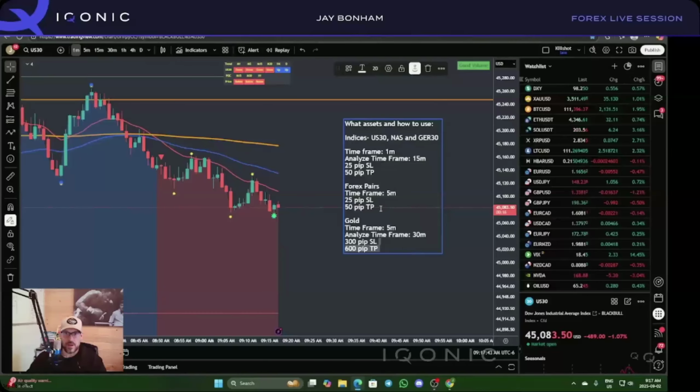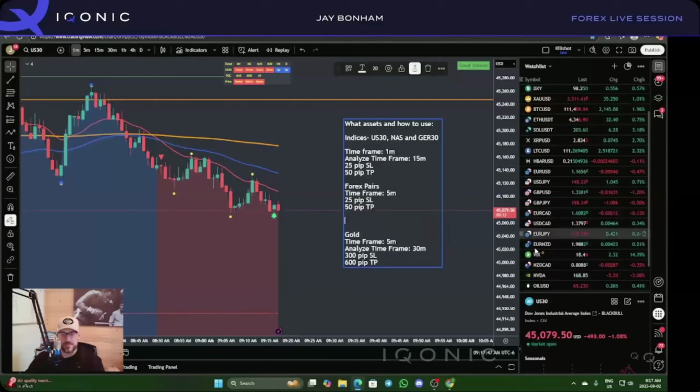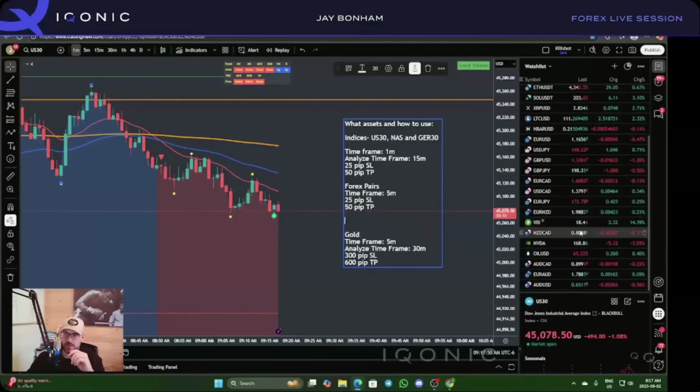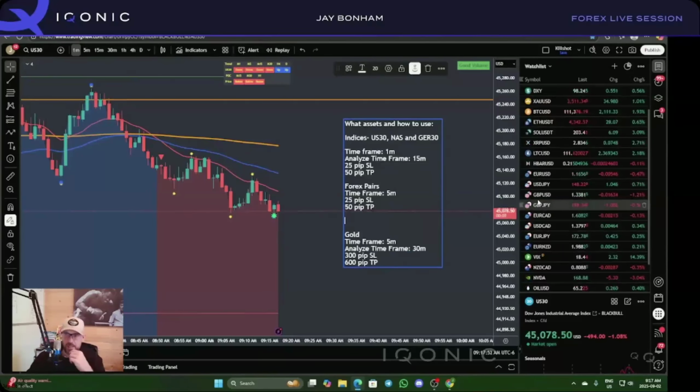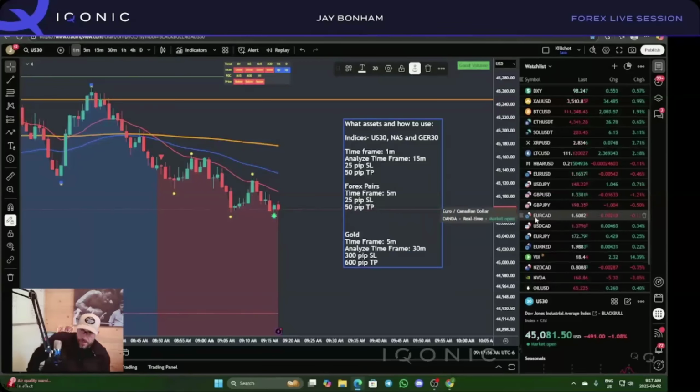Because I'm going to talk about the actual pairs. It's very specific here when it comes to Forex pairs. Now, there's two things that we want to make sure of. We want to make sure when we're trading a Forex pair with Killshot, as we are looking to scalp and we're looking for impulsive moves, it must have a major in it.